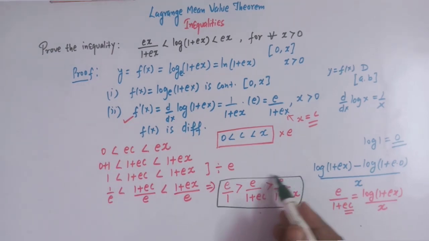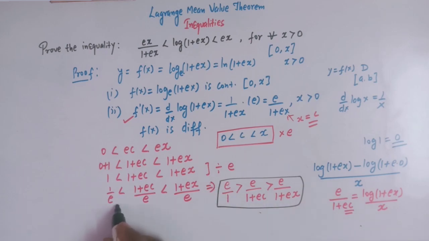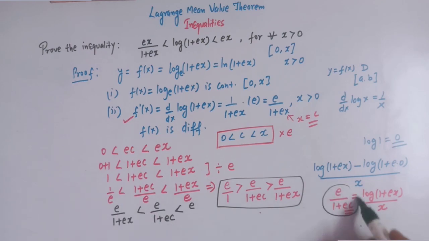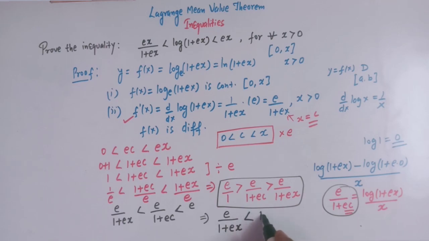So now we can rewrite this inequality as e over 1 plus ex, and we have e over 1 plus ec, and here we have e over 1, so that is simply e, right? And now for e over 1 plus ec, we can write log of 1 plus ex over x over here. So now we have e over 1 plus ex, and here we have log of 1 plus ex over x, and here we have e, right?